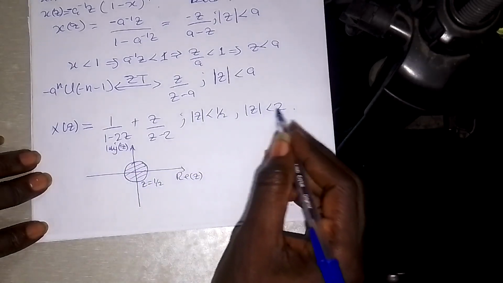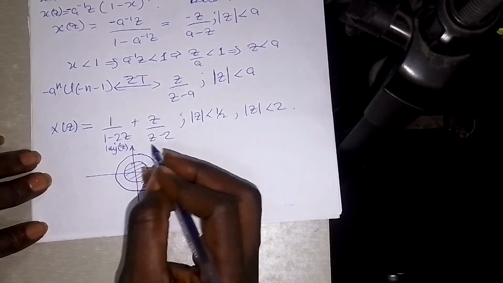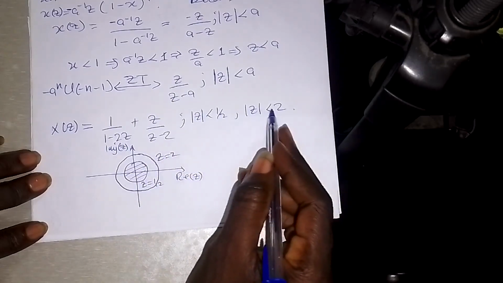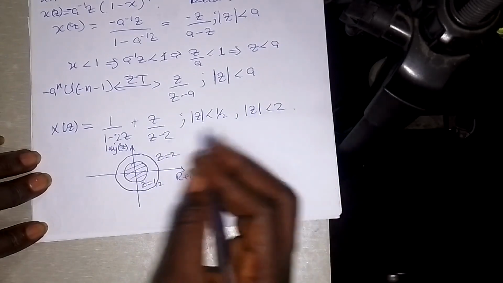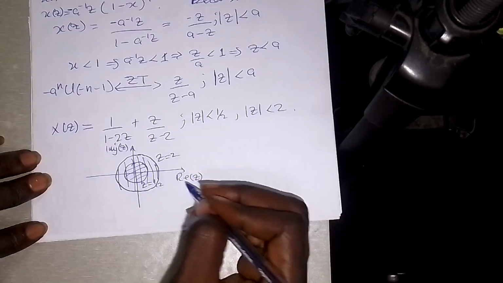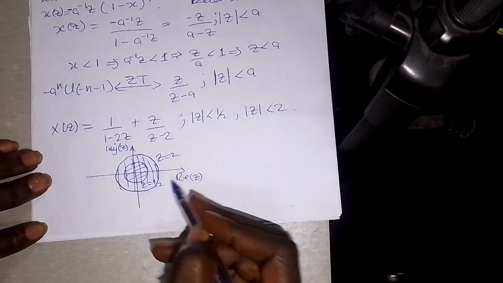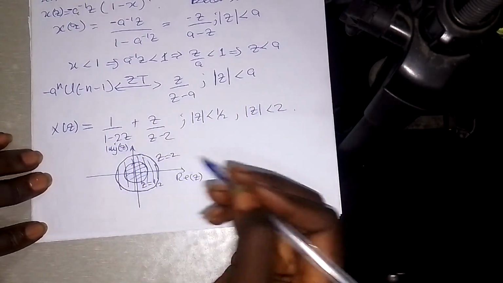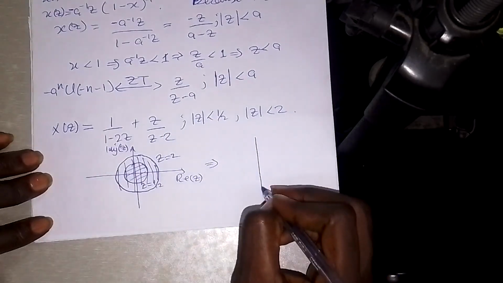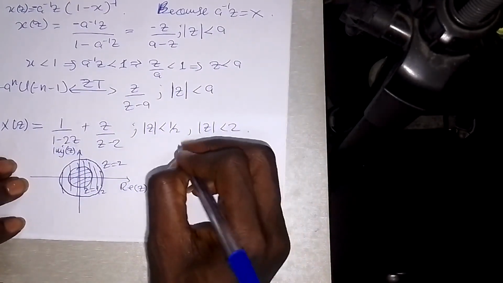Now Z here is 2, so let's plot that one also. Here Z is equal to 2. It's also mod Z less than 2. If Z is less than, then it's going to be within the circle. If Z is greater than, then outside the circle. If Z is less than, then within the circle. So now if we see these two, where is our intersection? It's within half.